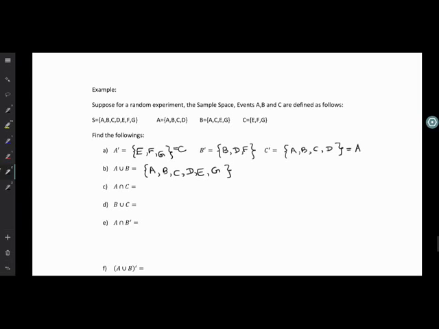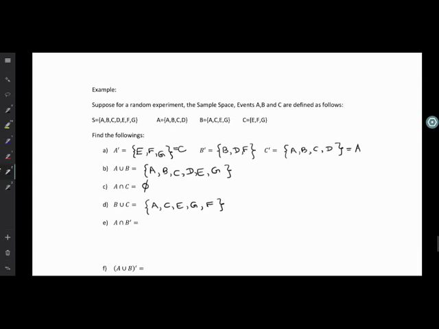The next is the intersection of A and C. If you look at A and C, they are complements of each other. They do not have any item in common. So A intersection C is an empty set. The next one is B union C. So the elements in B or C or in both, we will end up with A, C, E, G. E and G are already here, so the last one, F.